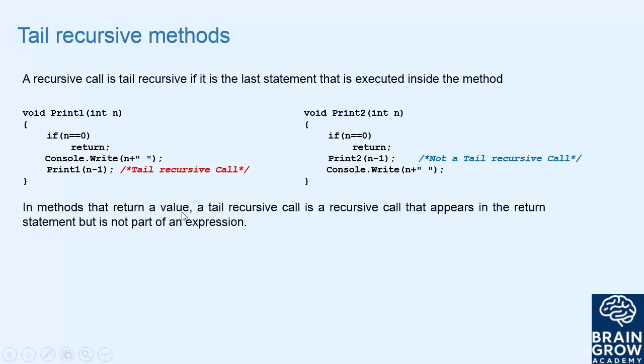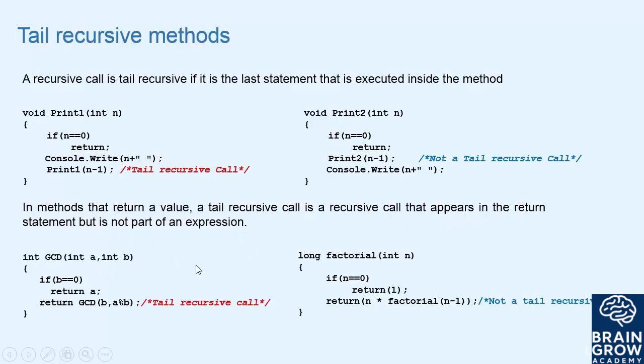Now in methods that return a value, a tail recursive call is a recursive call that appears in the return statement but is not part of an expression. For example, in this method, this recursive call is a tail recursive call because it appears in the return statement but is not part of any expression. While in this method, this recursive call is not a tail recursive call because it is part of this expression.